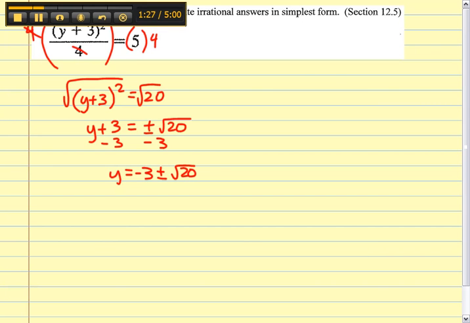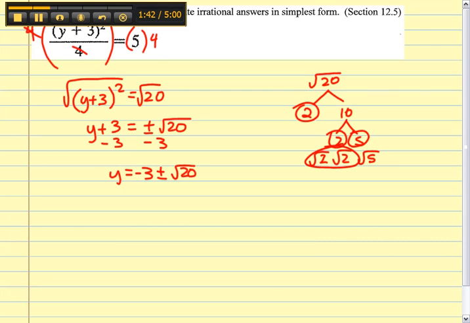So let's take root 20 over here, and we're going to break it down into 2 times 10 and 2 times 5. You guys have probably been doing this enough now that you can see the perfect squares in them before you even break them down. Something like root 20 is pretty easy for you to see that it's 2 root 5. So I'm going to get y is equal to negative 3 plus or minus 2 square root 5. And that's my answer. Okay?